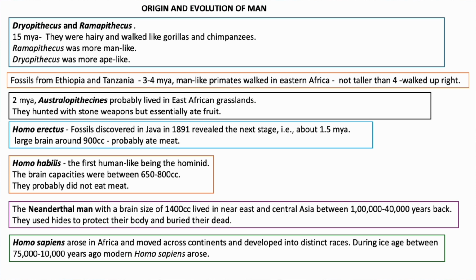After that, we learn the origin and the evolution of human beings. All these human ancestral names we have to learn, compare and learn. Dryopithecus and Ramapithecus, the characteristic features of Australopithecines, Homo erectus, Homo habilis, Neanderthal man, and finally Homo sapiens.